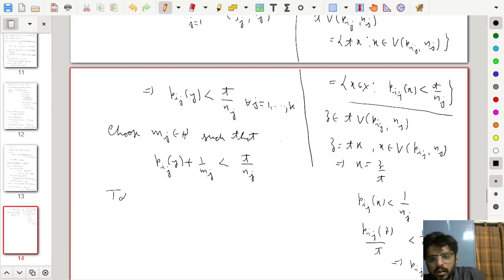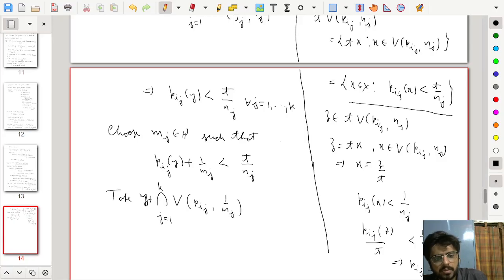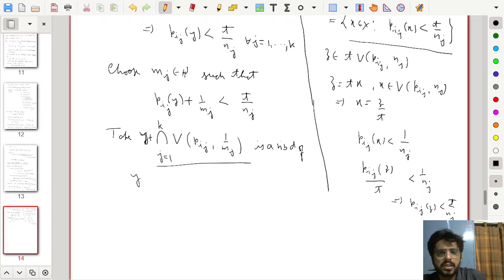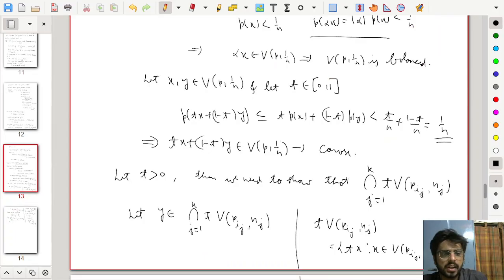Now take this open set, the intersection over j from 1 to k of V_{p_{i_j}, 1/m_j}, and y plus this set. Okay, this is an open set containing y. This is a neighborhood of 0, and you are adding y to the neighborhood of 0. So this is a neighborhood of y. We show that this neighborhood is contained in this set.